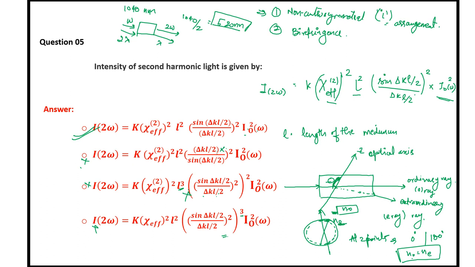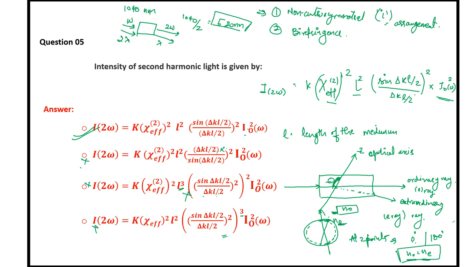And NO and NE, what do they mean? NO means the refractive index in the optical medium for the ordinary ray, and NE is equal to the refractive index for the extraordinary ray, or for the E ray.